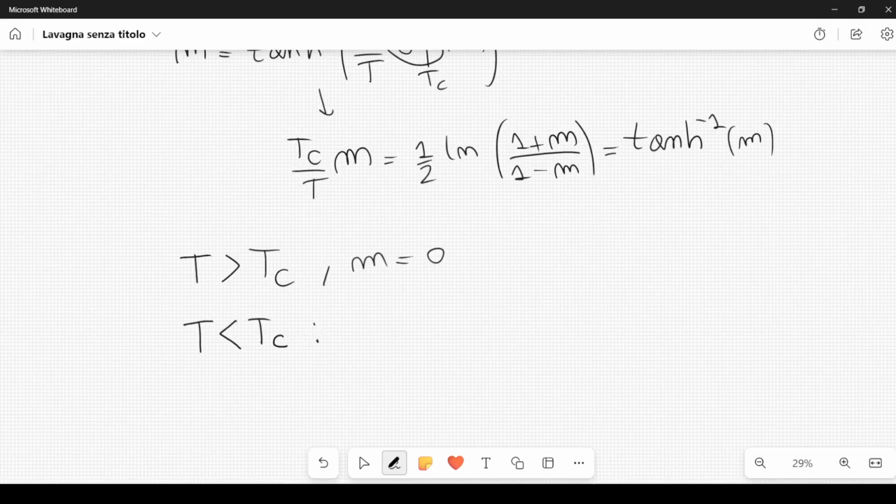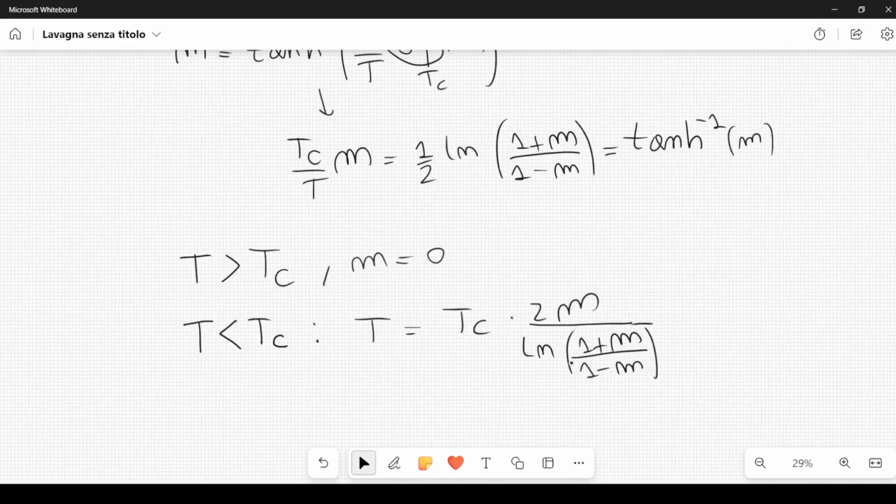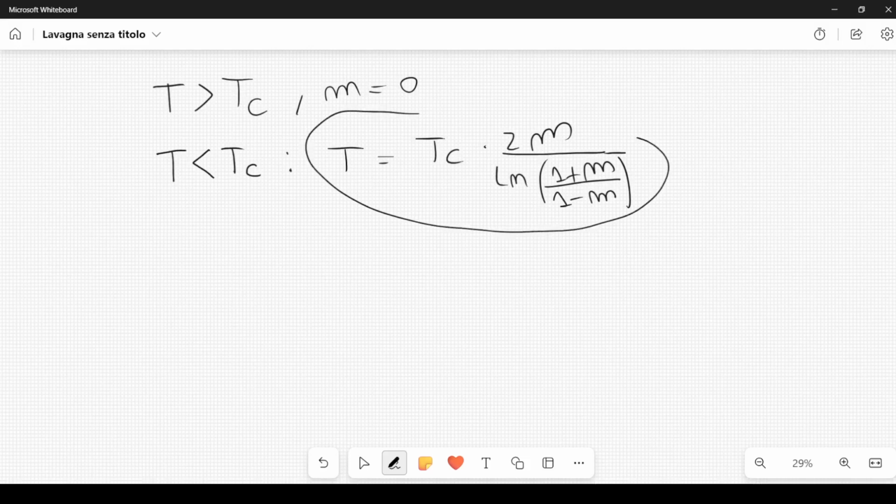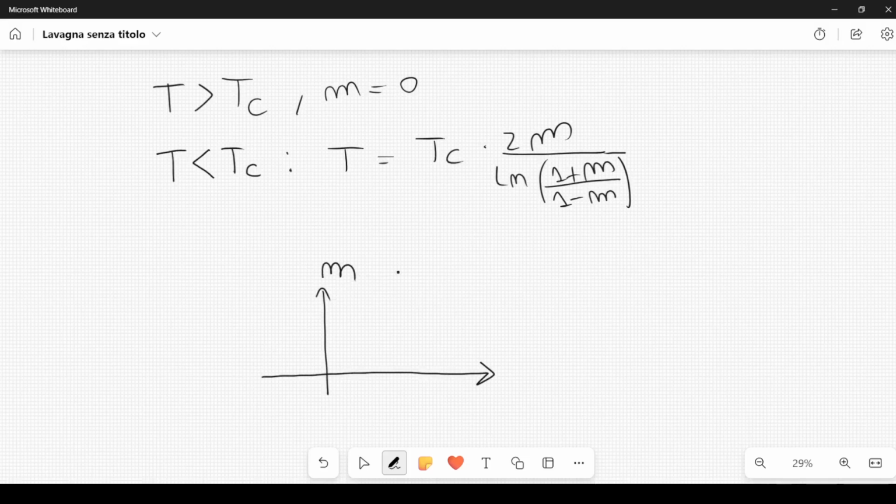If T is less than Tc, I'm going to rewrite this equation in the following way. So I'm going to solve for T. T is equal to Tc times 2m divided by natural log of 1 plus m divided by 1 minus m, like this. Now, if we consider this function, T as a function of m, I want to plot the following graph. M, and here on the x-axis I have T, but I have expressed T as a function of m. So if you want, you can sketch this graph. You can also sketch it with T in the ordinates and m in the abscissa, but it's just up to you.